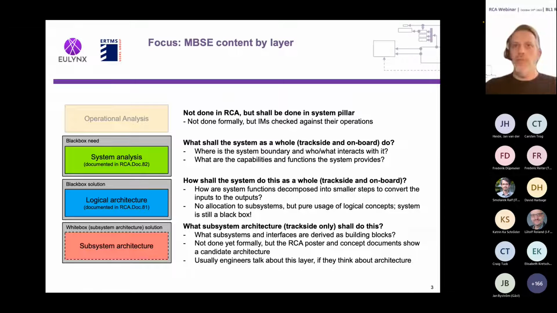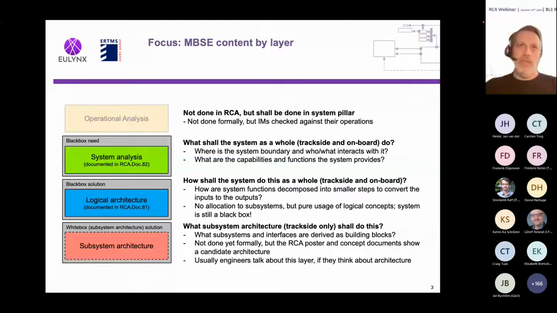So the operational analysis usually is a system agnostic description of operational processes, but we left that out due to, let's say, effort reasons, and said, no, we don't do this in RCA. What we do instead is start on the system layer, where we define the system boundary, and then each IM has to check if the system as described here fulfills the own operational needs of this particular IM.